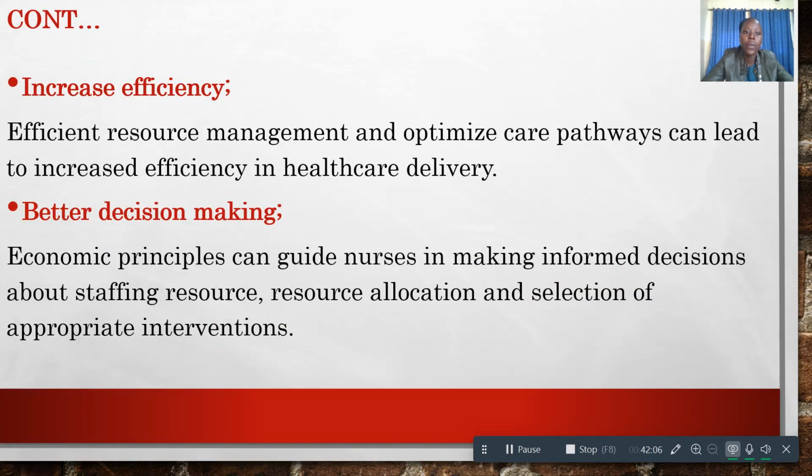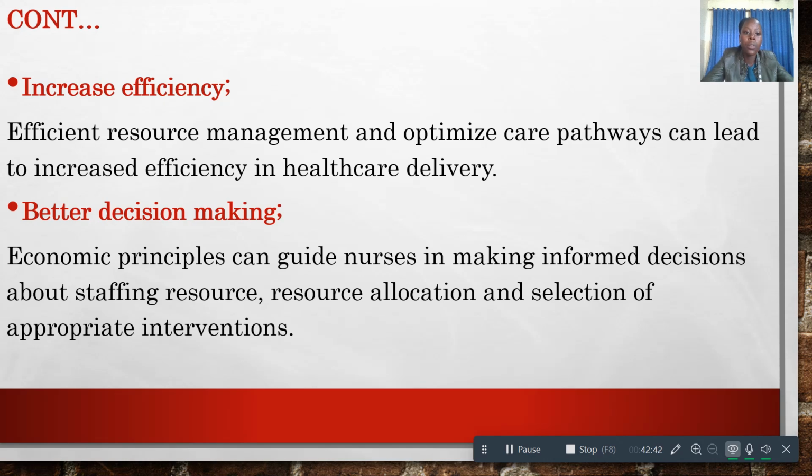Next, we have increased efficiency. Here, efficient resource management and optimized care pathways can lead to increased efficiency in healthcare delivery. Remember, we looked at a lot. In resource management, we saw staffing, efficient staffing. By doing all that in hospital economy, we are going to come up with well-organized healthcare delivery.